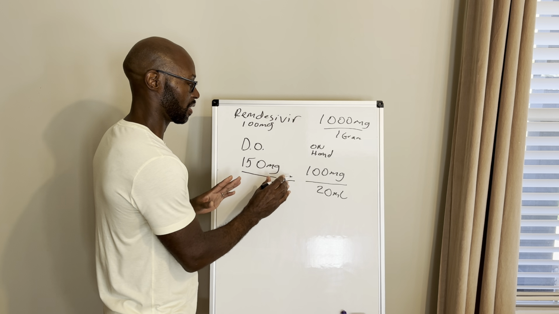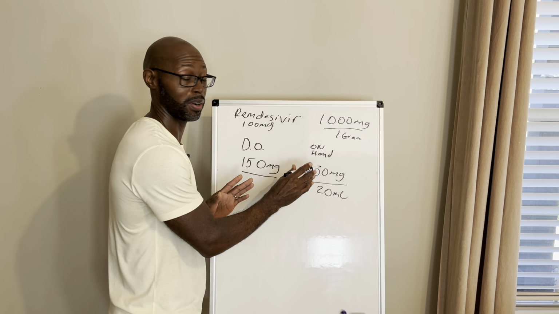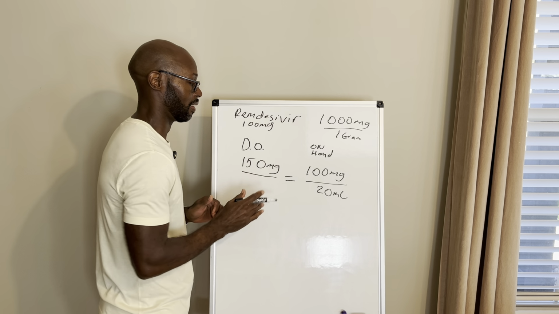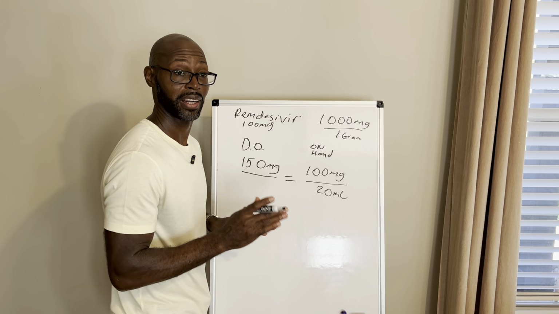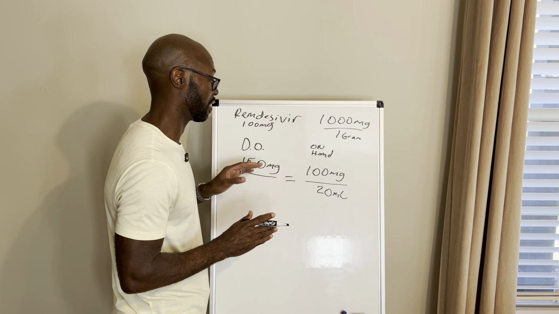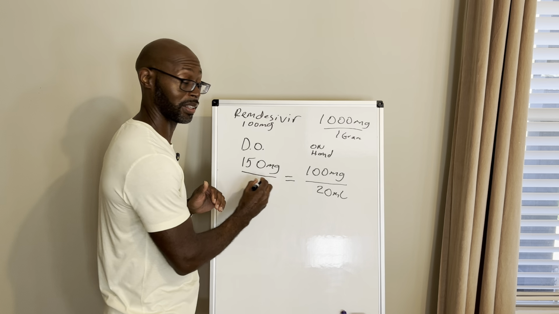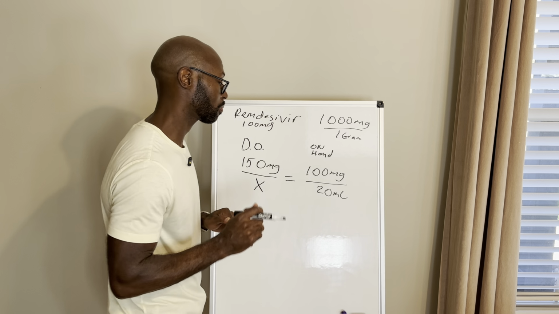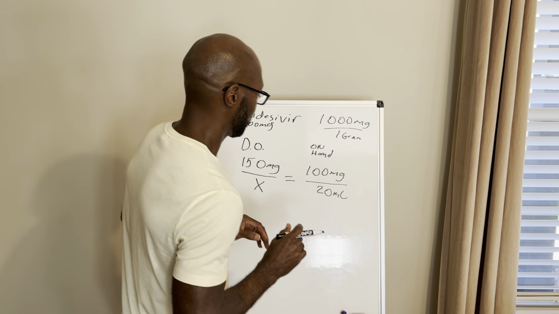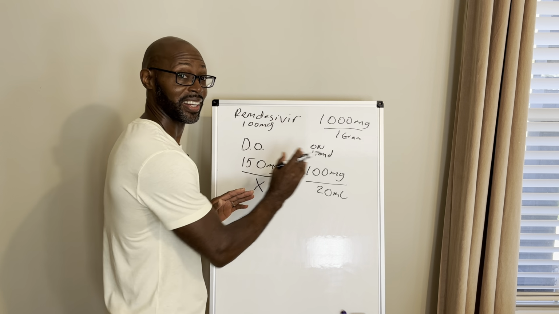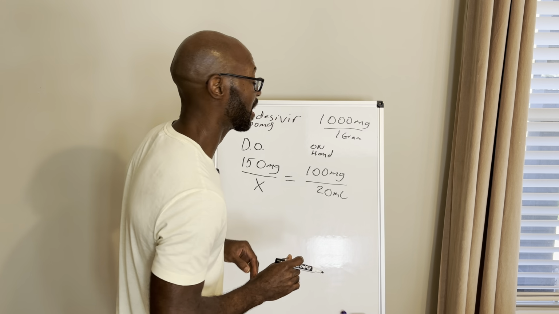So the easiest way to set this up is to always put whatever the drug is or whatever you have on hand in the pharmacy on the right side. And then on this left side, put what the doctor ordered. Once you have what the doctor ordered on the left side, you place an X under what the doctor ordered, okay? So at this point, we're going to cross multiply. I like to start off on the right-hand side first. It doesn't matter which side you start off on, but I like to start off on the right-hand side.